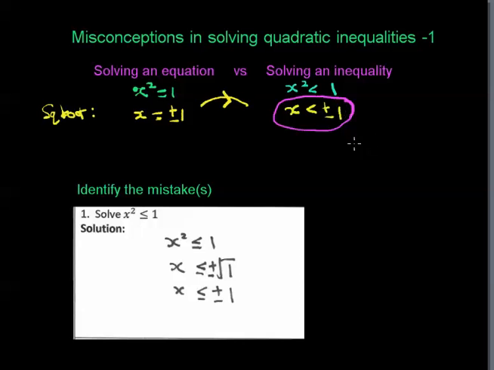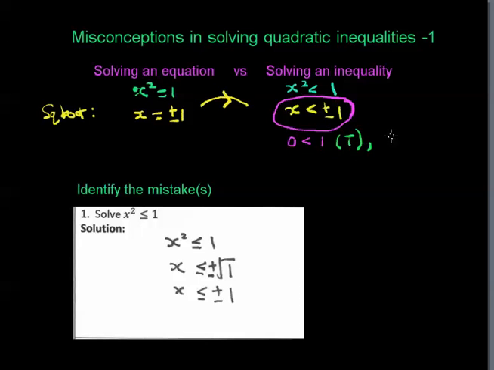Why is this a mistake? Because a number cannot be less than a positive number and less than a negative number at the same time. For instance, 0 less than 1 is a true statement.